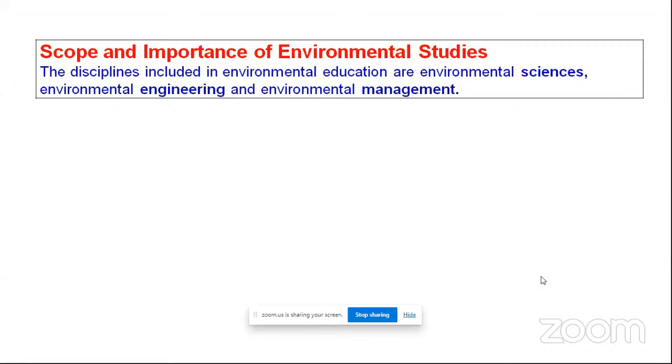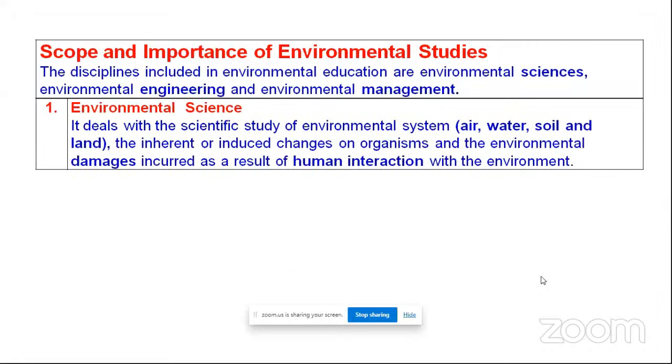So there is a big scope. It engulfs a lot of other disciplines, not only science but engineering and also management as well. And that is the big scope of environmental studies. So it is all the more important that you are interested in the topics, and whichever matches your liking and interest, you can always take as your futuristic studies.